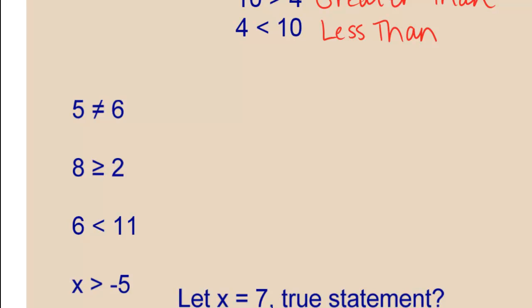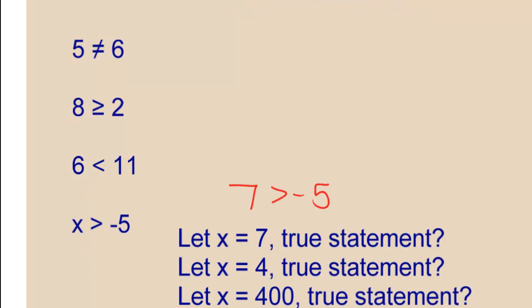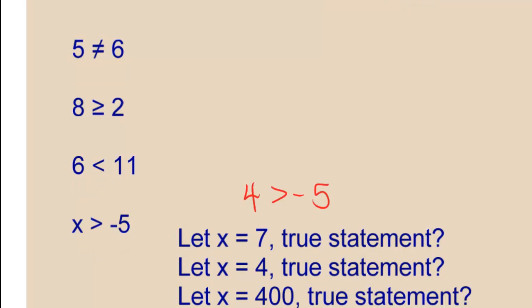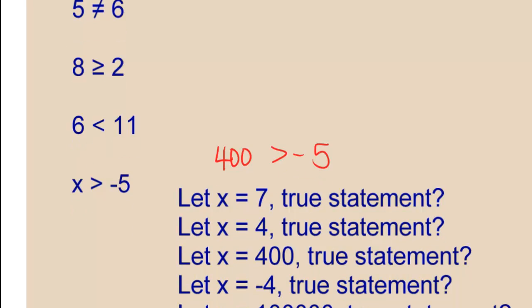So I'm going to ask you a couple of questions about x is greater than negative 5. If I let x equal 7, I get 7 is greater than negative 5. Is that a true statement? Sure, 7 is greater than negative 5. What about if I let x equal 4? Is this a true statement? Sure, 4 is greater than negative 5 because it's positive. What about if I let x equal 400? Is that a true statement? Sure, 400 is greater than negative 5.